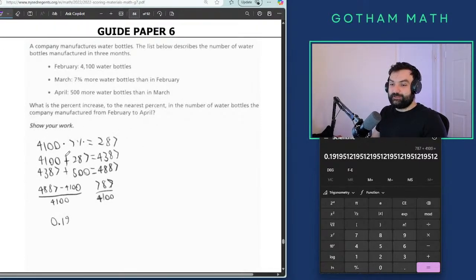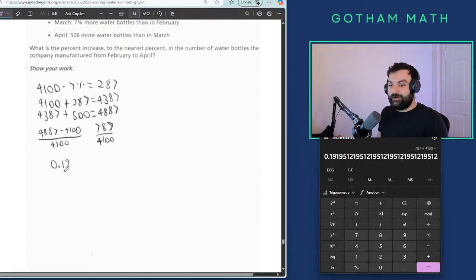Times 7%. There's 7. Add it up. Get this. Plus 500. Yes. I don't see how it's wrong. Do you see how it's wrong? No. I don't see how it's wrong at all.